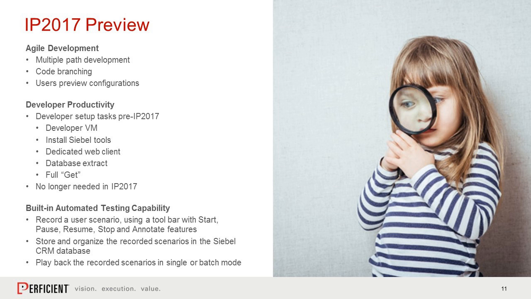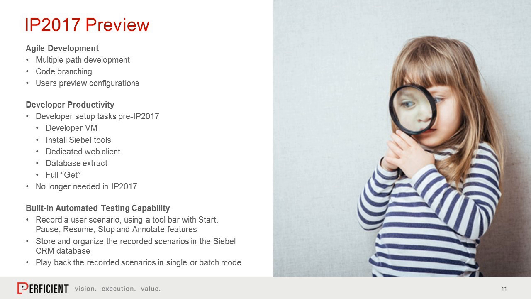So IP 2017 solves this problem by supporting code branching and allows changes to be previewed by users without needing to be included in a distribution package. These and other features really support agile development in ways that Siebel has never done in the past.